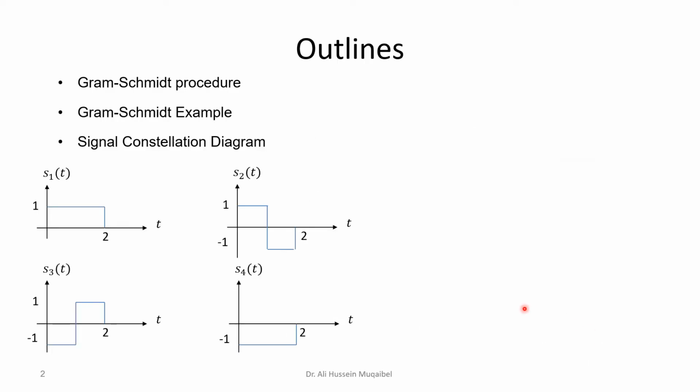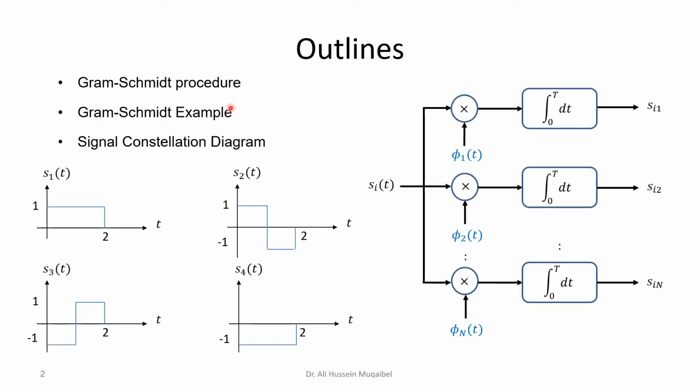The outline of this video goes like this. We'll start with the Gram-Schmidt procedure, we'll look at some examples, and we'll look at signal constellation. So we'll learn how to construct the basis for a given set of signals. So this signal can be generated using the basis, and we can get the coefficient.